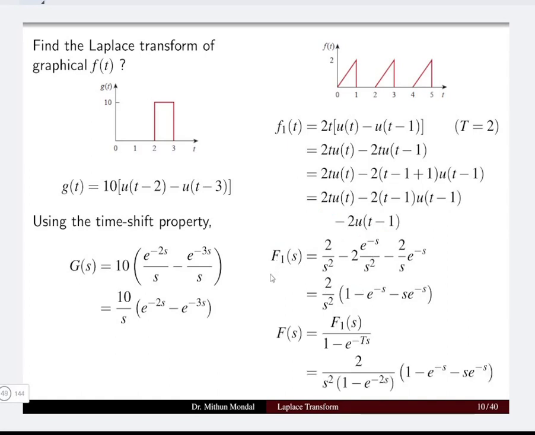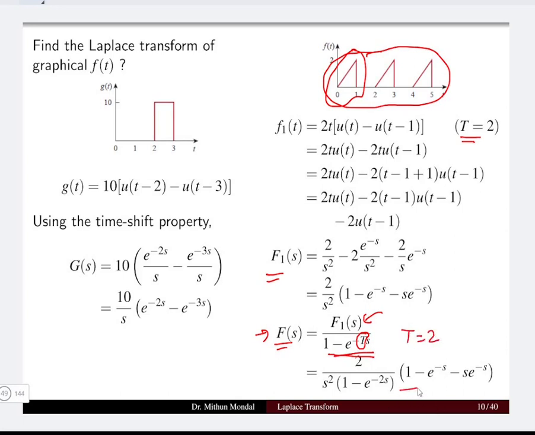So we have F1(s), which is for only one part of the signal. Since the time period is given as 2, the F(s), which is the net Laplace transform of the entire signal, we get using the time periodicity property: F1(s) divided by 1 minus e to the power minus Ts, where T, the time period, is equal to 2. So we'll get the final answer for this. It is a two-step process. We first use only one graph to obtain the Laplace transform, and then using the concept of time periodicity, we find the net frequency domain conversion.